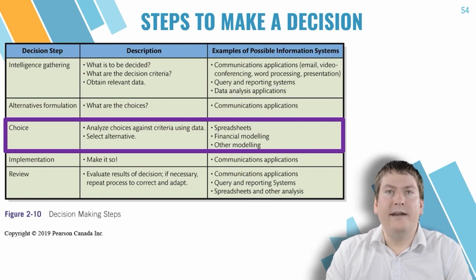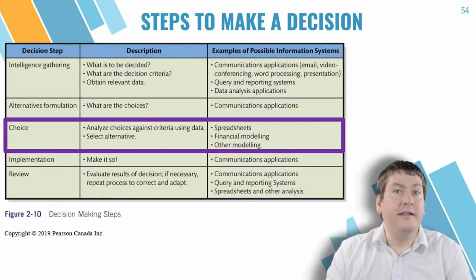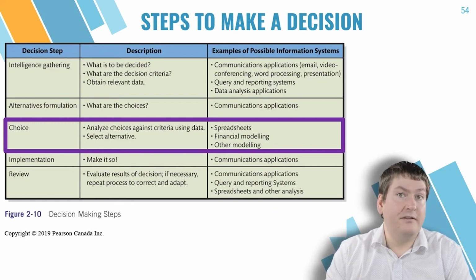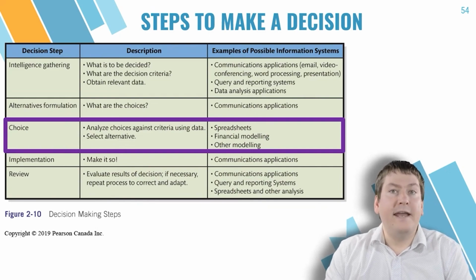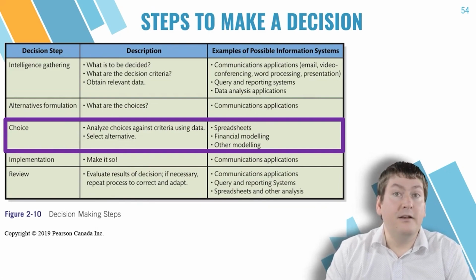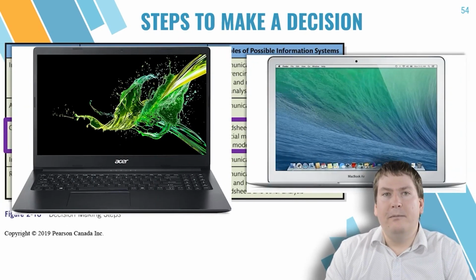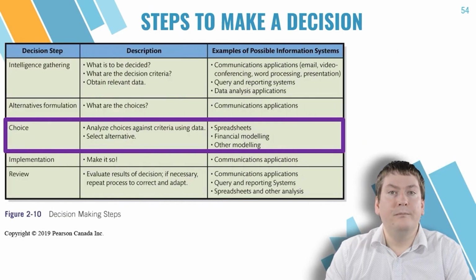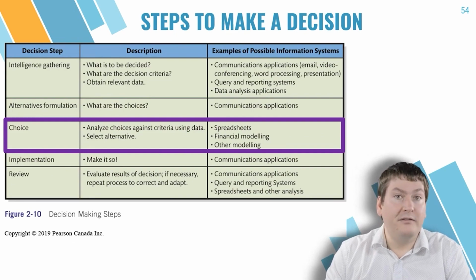In the choice step, we analyze the list of alternatives we created in the alternative formulation step using the information we collected in the intelligence gathering step. In this case, it means analyzing the features and costs of the laptops against our requirements. That is, why we needed the laptop in the first place. For example, let's say we need the laptop for taking CS1032, but we know Professor Servo said that we need a laptop that runs Windows to be able to run Microsoft Access. So we select the Acer laptop instead of the MacBook. This would be our decision, but it's not the end of the decision-making process.